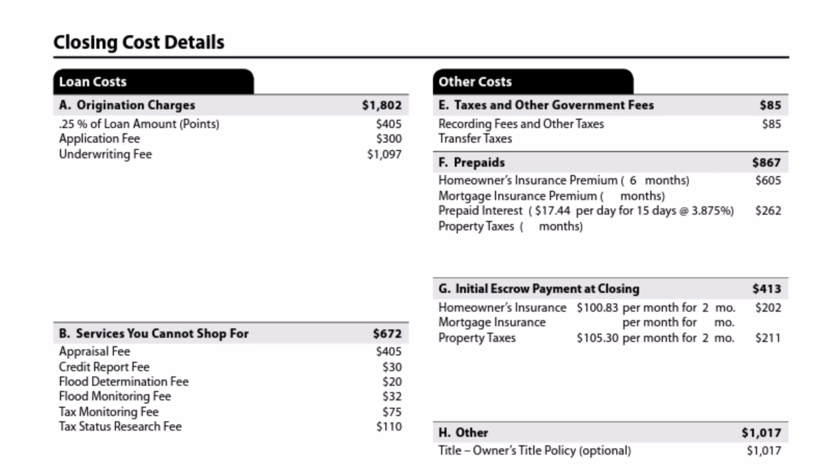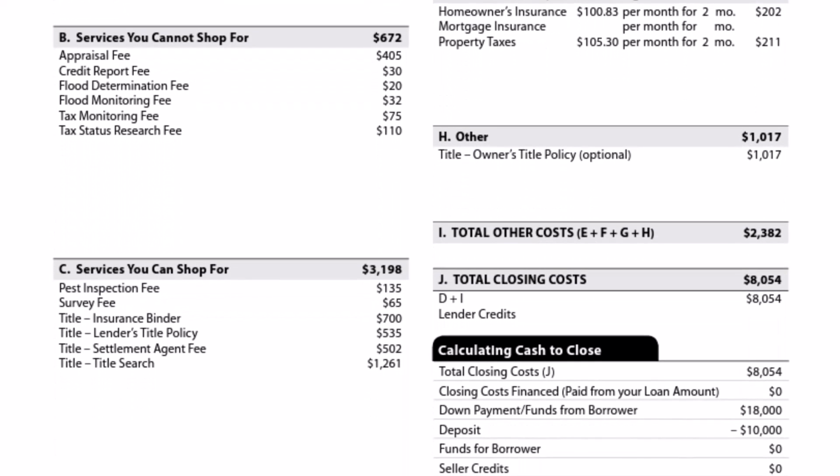Pro tip, most of page 1 is just an estimate. As we proceed, I'm going to highlight what is truly important. Page 1, it is important, but it's not crucial. Let's move on to page 2. And page 2 provides a detailed breakdown of all closing costs and prepaids.